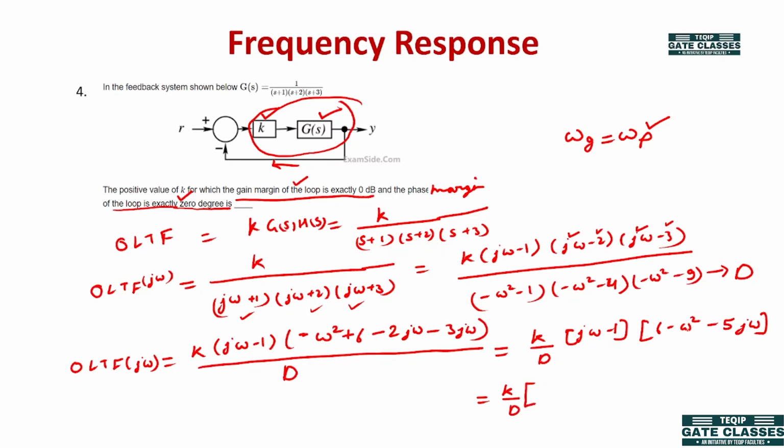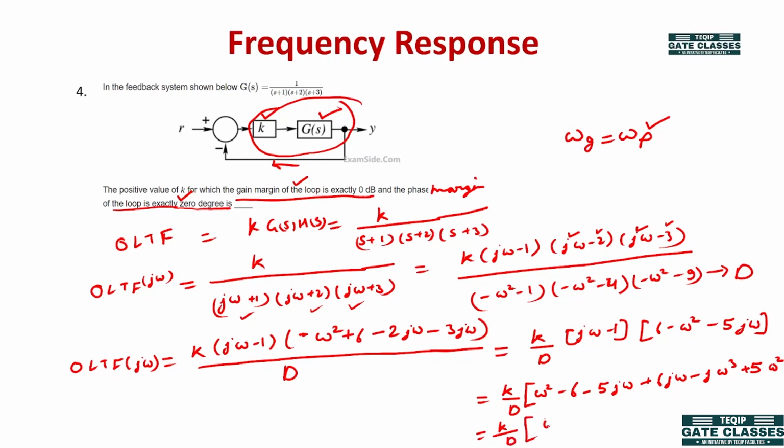On multiplying by minus 1, we get omega square minus 6 minus 5 j omega plus 6 j omega minus j omega cube minus 5 plus 5 omega square. Okay, j square becomes minus, so minus minus plus 5 omega square. So let's keep real and imaginary parts together.